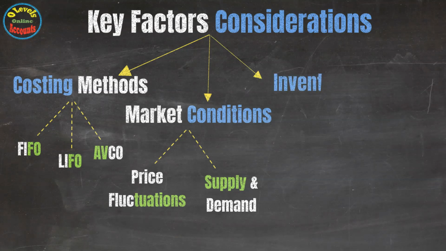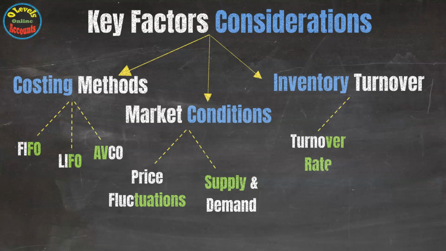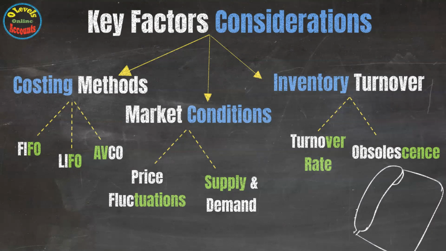The third factor is inventory turnover. The first point in this factor is turnover rate. A high inventory turnover rate indicates that goods are sold quickly, which may reduce the risk of obsolescence, but could require more frequent valuation adjustments. The second point is obsolescence. Items that are slow-moving or obsolete goods need to be valued carefully, often at lower costs.